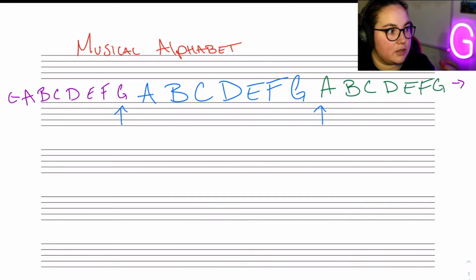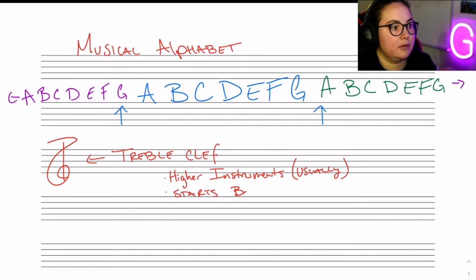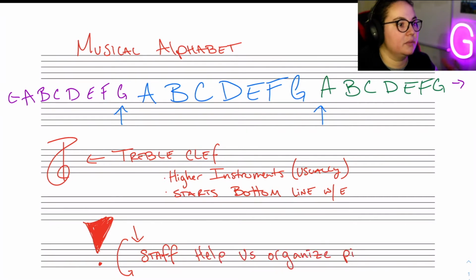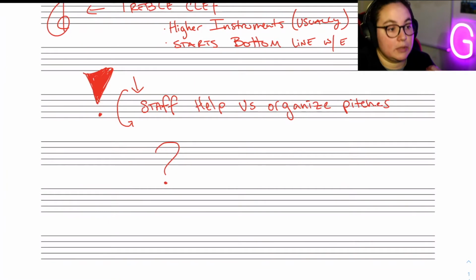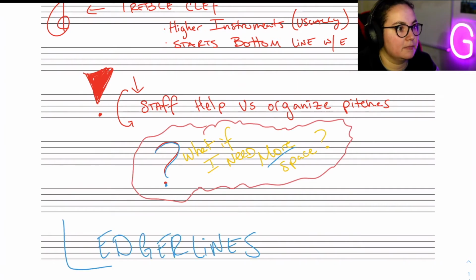Now, one of the ways that we actually break that down is looking at a treble clef. A treble clef has to do with higher instruments usually, and it starts with the bottom line of our staff being E. Just so we remember, a staff is the 5 lines that we put our music on. It helps us organize and read our pitches. Our question comes, what happens if we need more space than that? And that's where we get into the realm of what we call ledger lines.